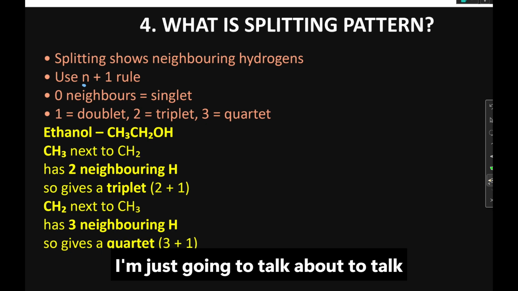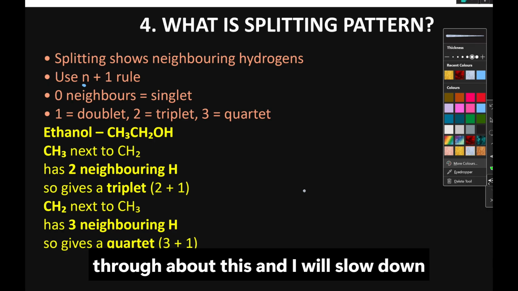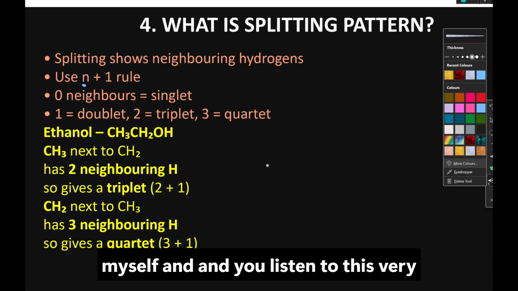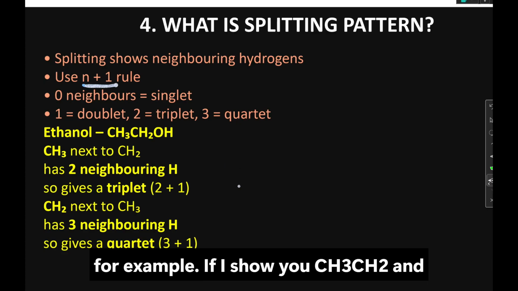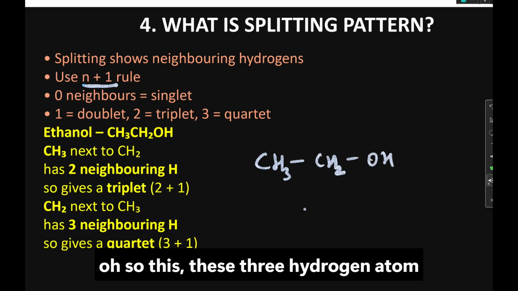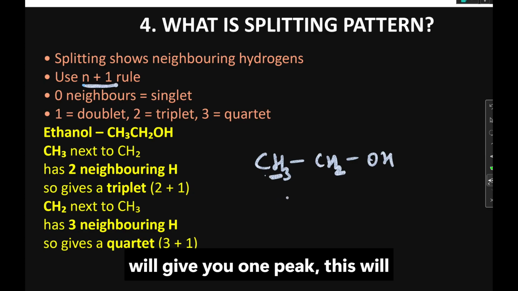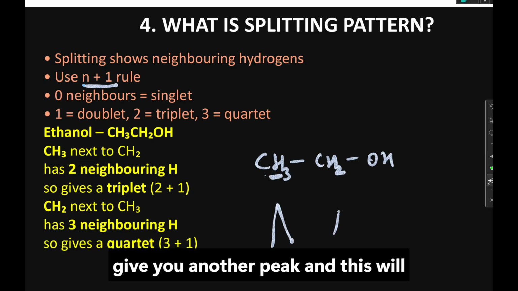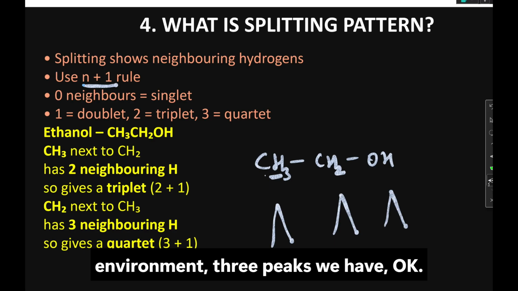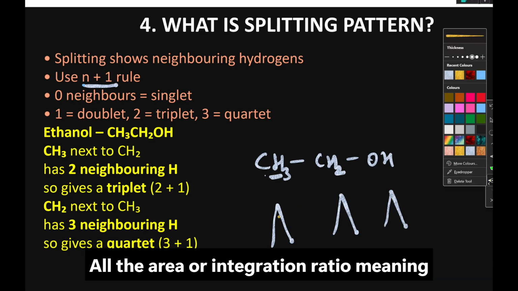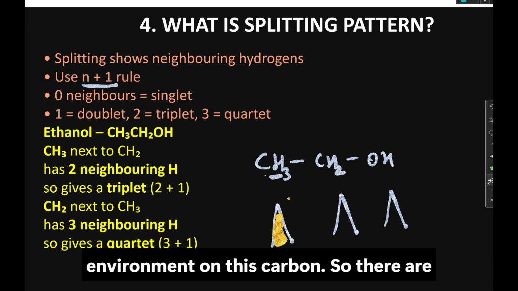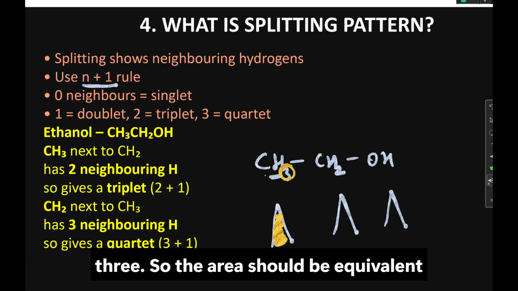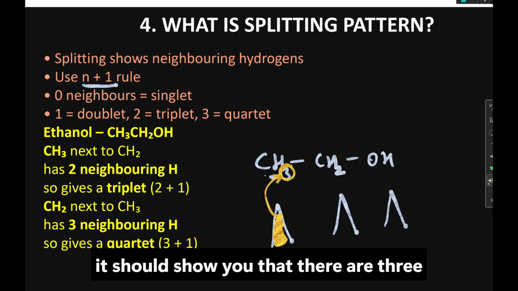For the splitting pattern, I'm just going to talk through this and slow down, so listen very carefully. Splitting shows neighboring hydrogens, and you use the n+1 rule. For example, if I show you CH3, CH2, and OH, these three hydrogen atoms will give you one peak, this will give you another peak, and this will give you another peak. So three environments, three peaks. Now the area, or integration ratio, meaning how many hydrogen atoms there are in that environment on this carbon. There are three, so the area should be equivalent to three hydrogen atoms.